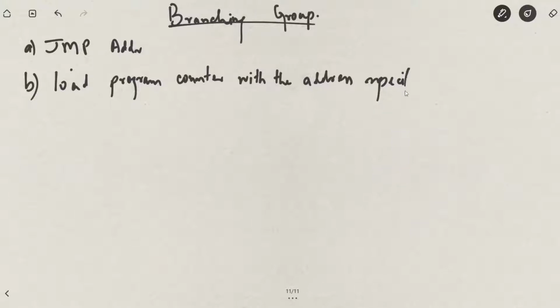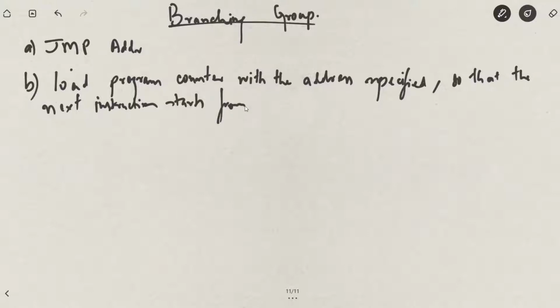Now we know that the program counter basically keeps track of the address from where the next instruction takes place. So if the program counter is being loaded with this address, that means the next instruction starts from that particular address. The address that's being specified here, from there the next instruction will start.